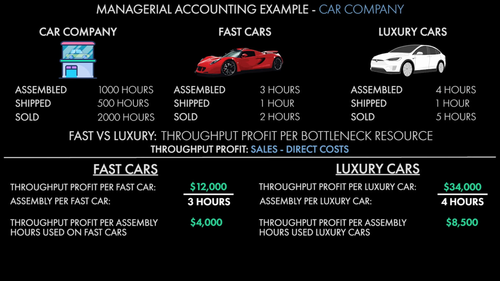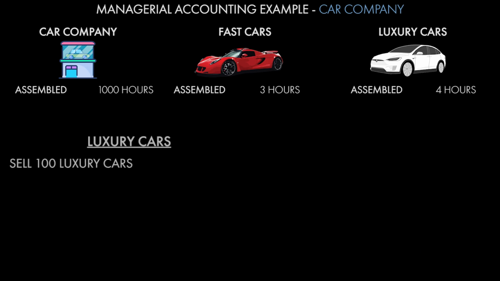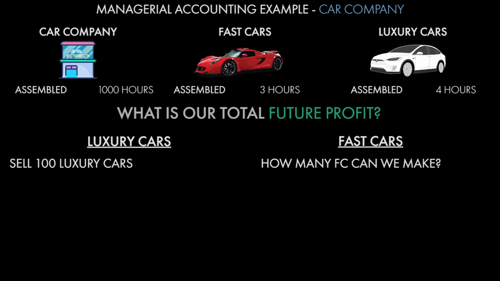Now all we have to do is compare those two numbers. Which one's higher? Luxury cars by a mile. Actually, almost doubles it. So we should use as many assembly hours as possible on luxury cars. But let's say that we can only sell 100 luxury cars. There's just not a huge demand for luxury cars because they're expensive. So then how many total fast cars can we make, and what's our future total profit going to look like?